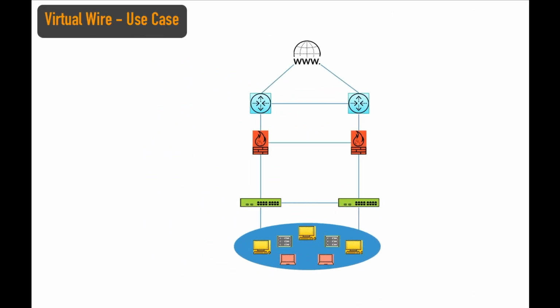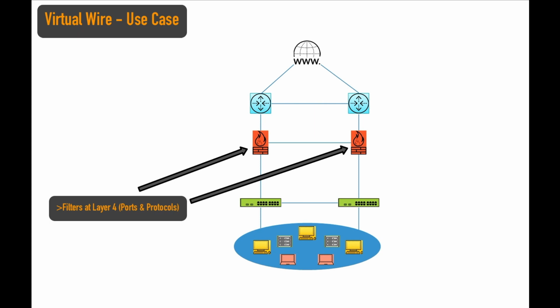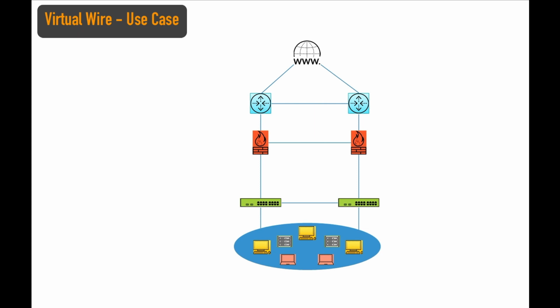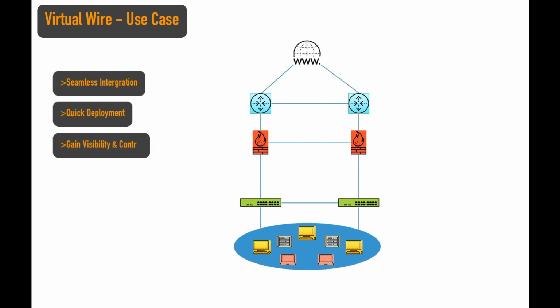Okay, so what's a good use case? Let's say your company is using a firewall that only filters traffic at layer 4, and your security team would like to seamlessly integrate a Palo Alto Next Generation firewall quickly into the network, but technically can't deploy the firewall in the preferred layer 3 deployment mode.